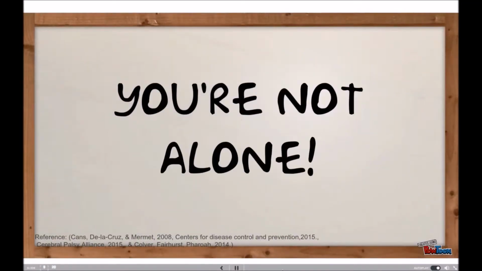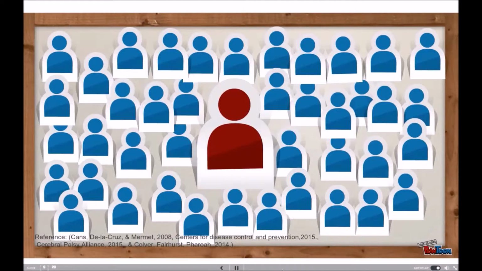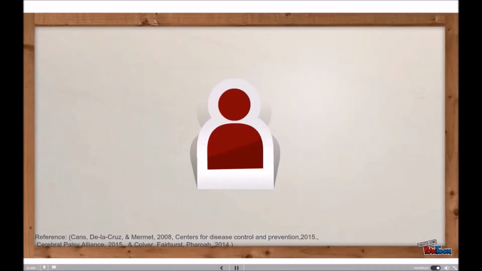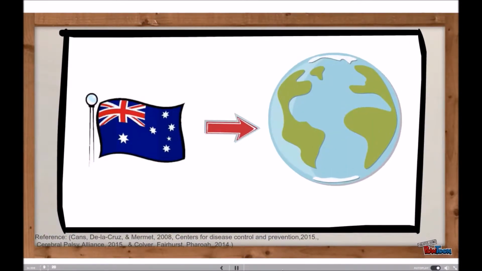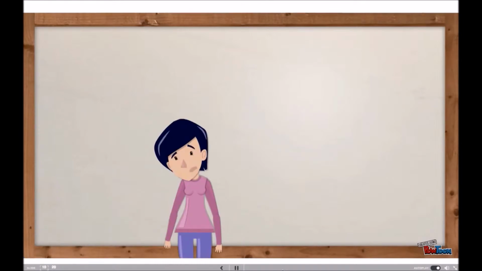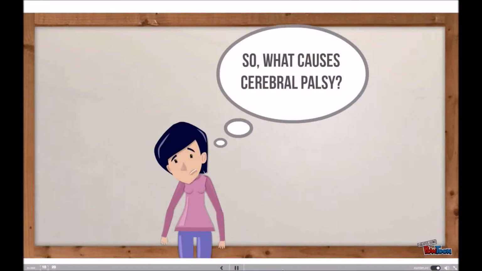It is very important to know that you are not alone. 1 out of 500 Australians are affected by cerebral palsy. This data is not unique to Australia, but also applies to different parts of the world. There are 17 million people living with cerebral palsy worldwide. The causes of cerebral palsy are unknown.